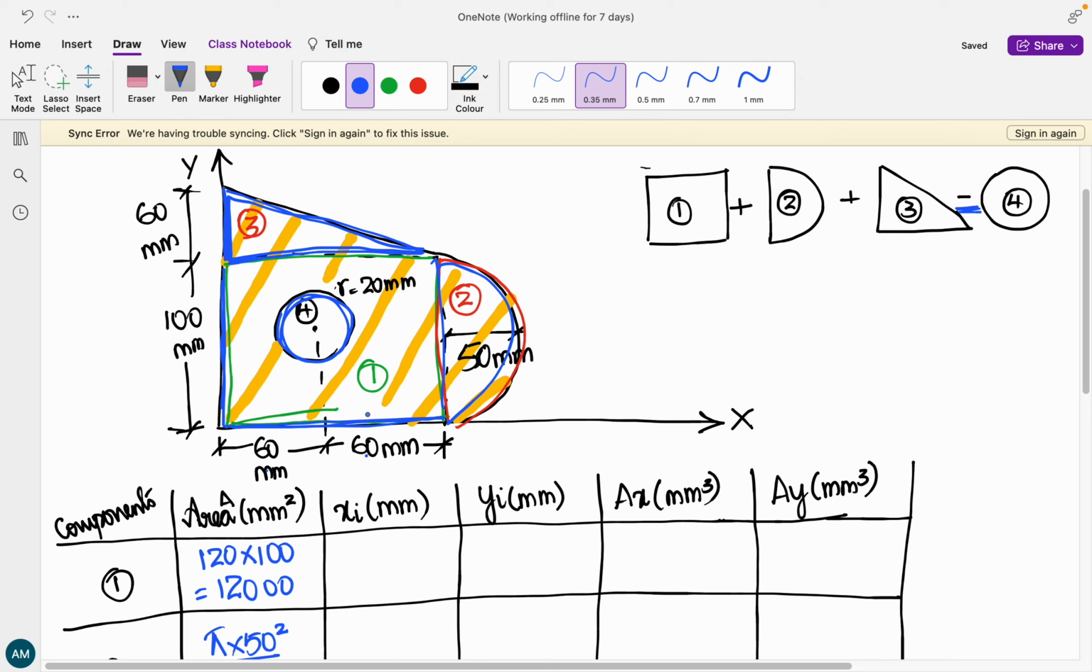Okay. Next is xi. So what is this xi? It is nothing but the centroid. If you remember, in the last class we discussed, say for example, we have a rectangle like this, and this is the y-axis and this is the x-axis for this given rectangle.